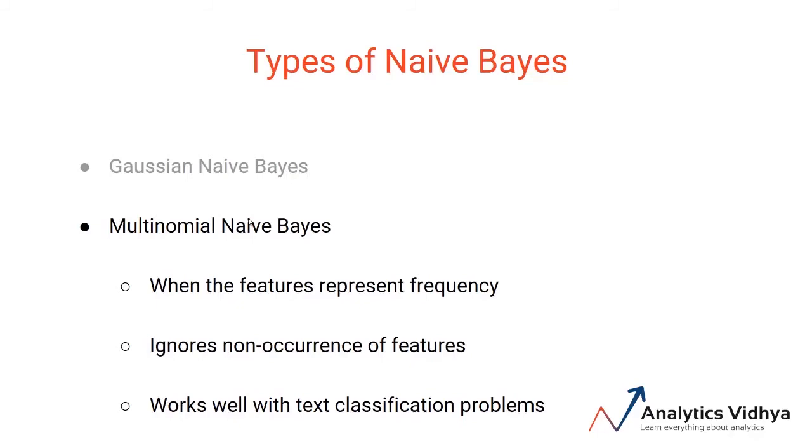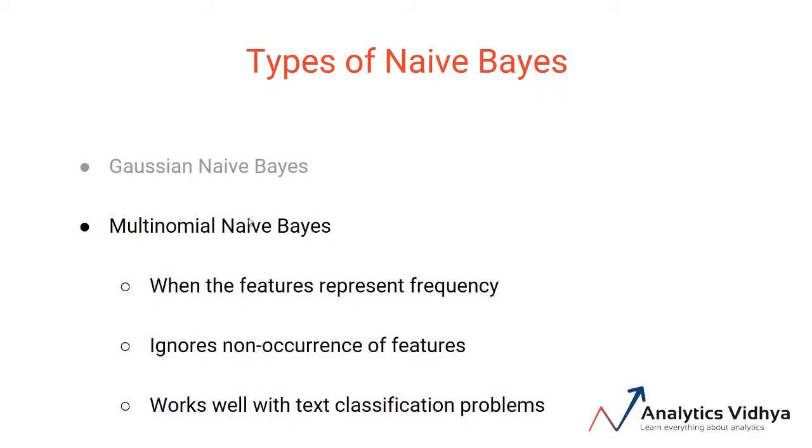Multinomial Naive Bayes ignores the non occurrence of features. So, if you have a frequency 0, then the probability of occurrence of that feature comes out to be 0, and hence multinomial Naive Bayes ignores that feature. And it is known to work well with text classification problems. So we'll also implement this algorithm on a similar example.